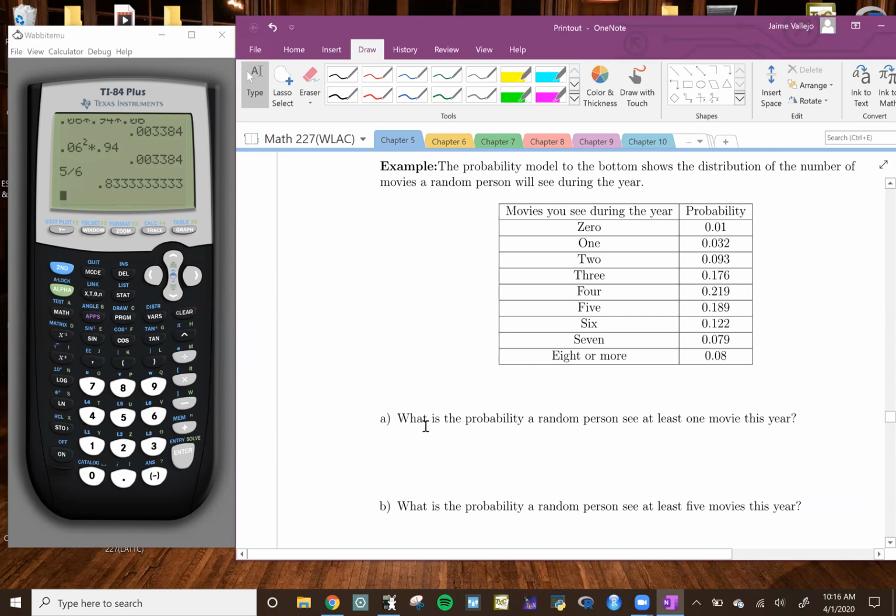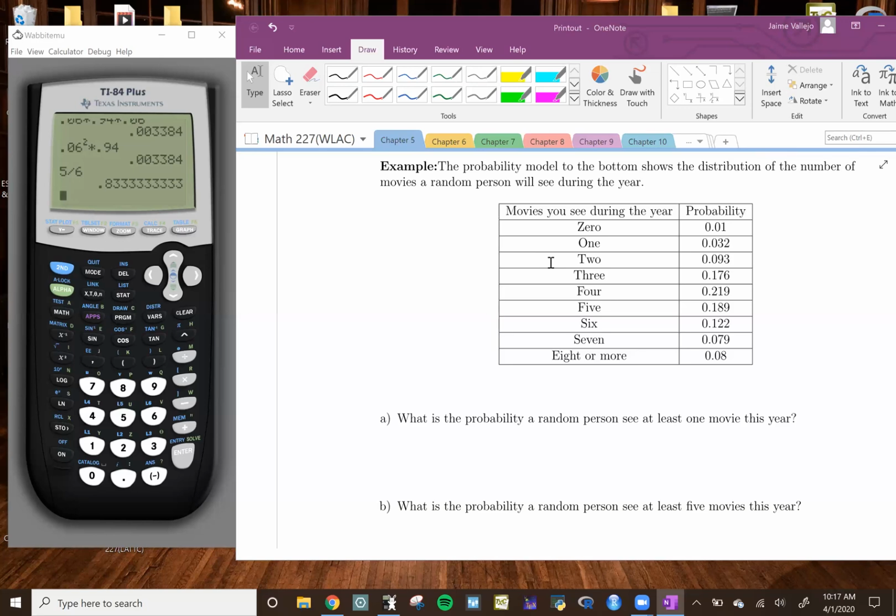So if you look right here, it says, what is the probability a random person sees at least one movie this year? So for this one, am I just going to use one row, or do I need to get multiple rows if I want at least one movie this year? So do I want to get multiple rows, or do I want to just get one row? You can either shout it out, or you can put it in the chat. Is it everything above 1, multiple?